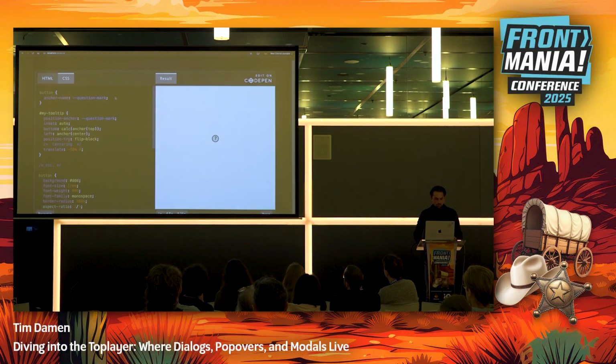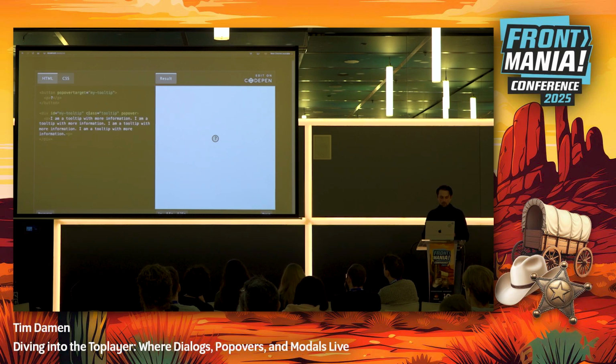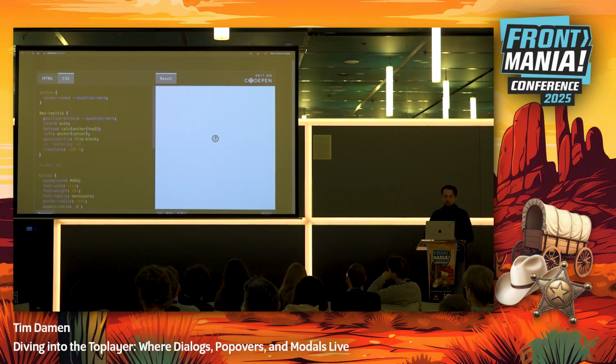How this is done, with this CSS, we have an anchor name assigned to the button, the question mark, and then you have the tooltip, which is the popover, with tooltip as the ID, which is styled, and position-anchor, the same name as the anchor name. And you have some extra CSS values that make it actually stick to the button.